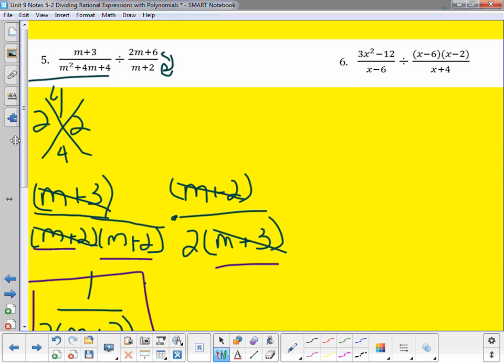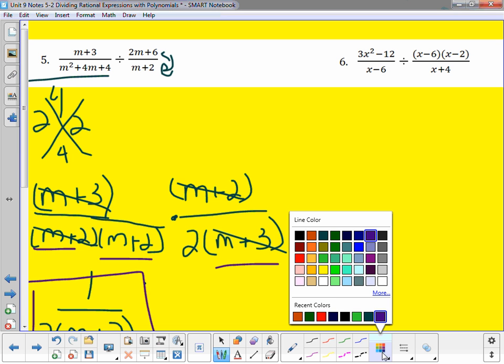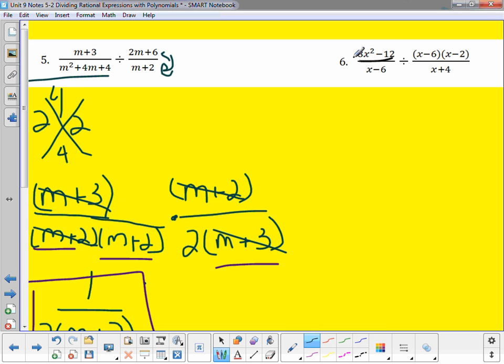Next, let's take a look at number 6. So for number 6, parts of it are already factored for us. Okay, so the first thing I want to do is figure out this top one. Well, I'm going to start by taking out a 3. And then I'm left with x squared minus 4. So this part's actually going to take 2 parts of factoring.